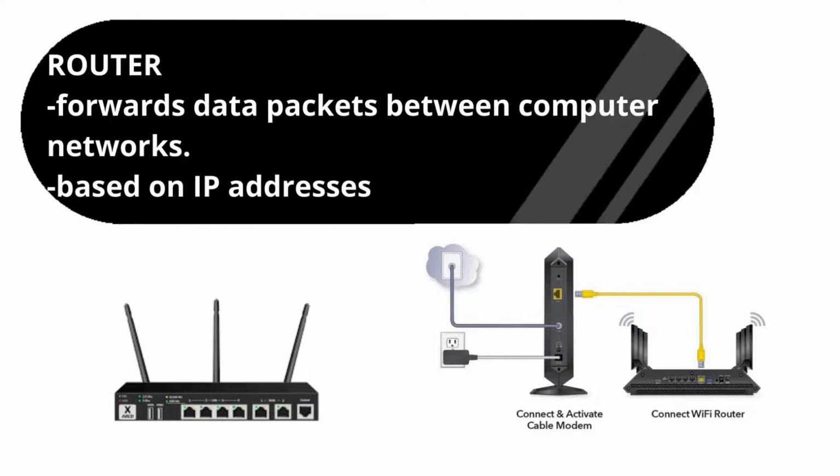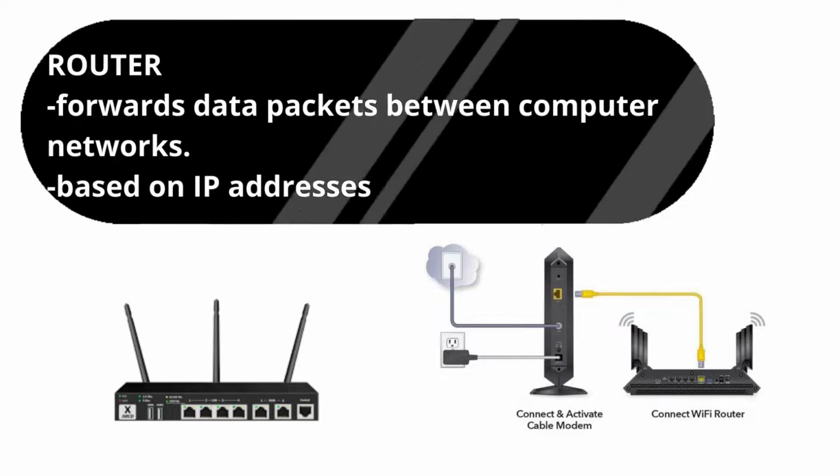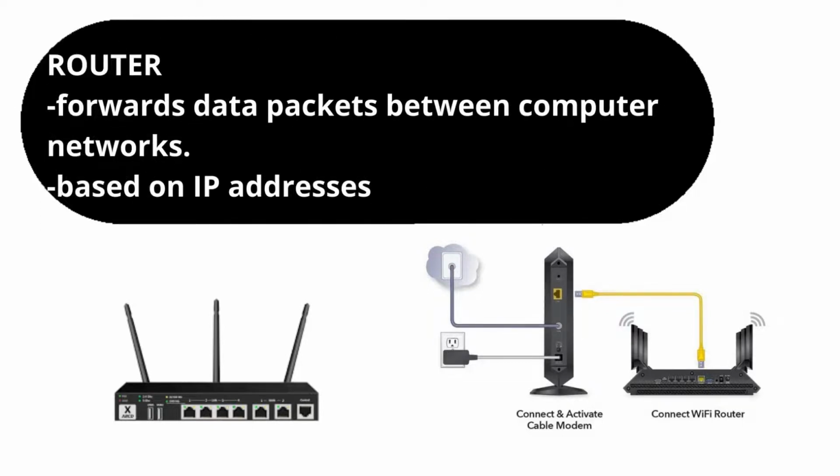The router forwards data packets between computer networks. A data packet is typically forwarded from one router to another router through the networks that constitute the internetwork until it reaches its destination node. A router performs the traffic directing functions on the internet, unlike the hub. It is used to connect networks. It forwards data based on the IP addresses.